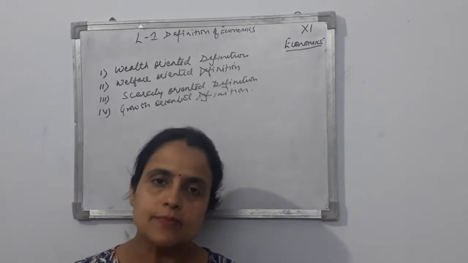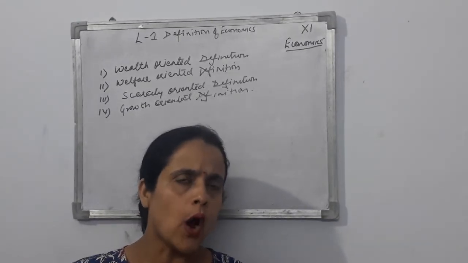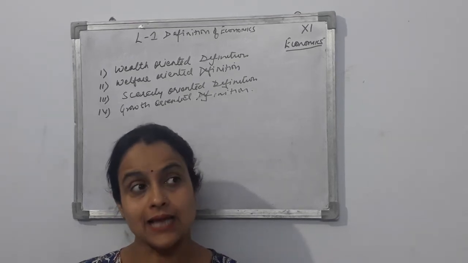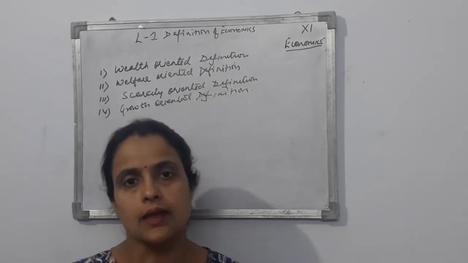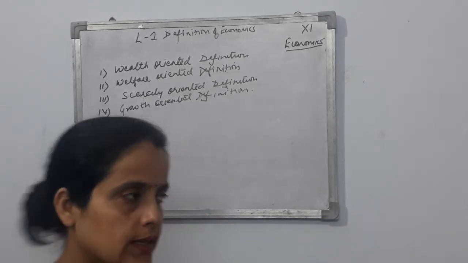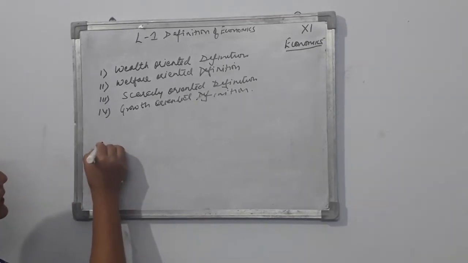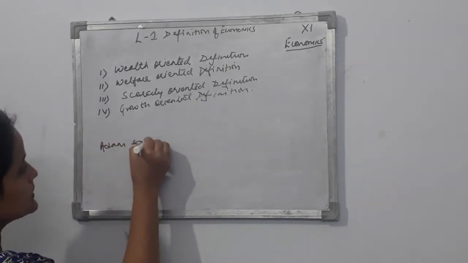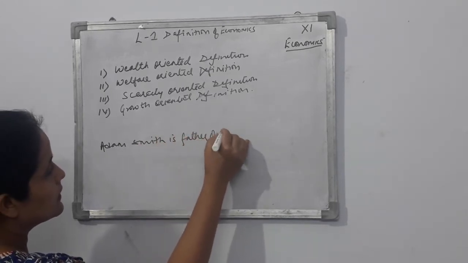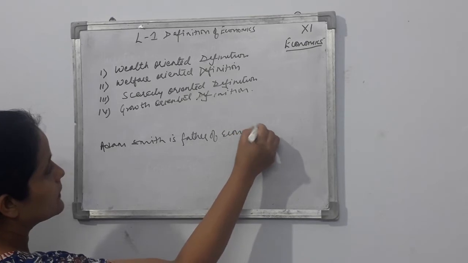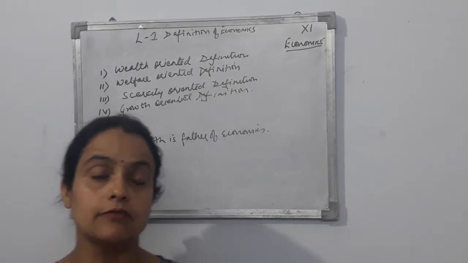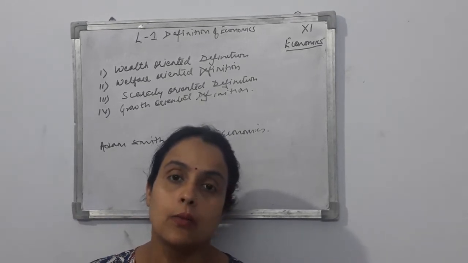See, Adam Smith, basically when we talk about how did economics started, we don't have any proof of exactly when economics started, but we do accept that Adam Smith is called the father of economics. Adam Smith is father of economics, right? Adam Smith is considered to be father of economics, and the very famous book he wrote was Wealth of Nation.